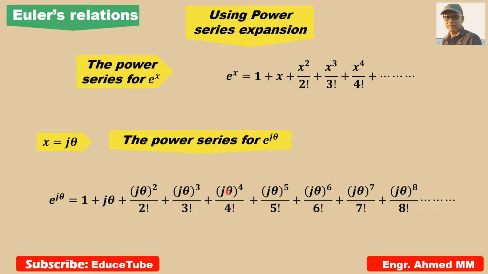Here you can see j theta to the power 4, j theta to the power 3, and accordingly it is done the same way; the only thing is x equal to j theta. So this is the series for e to the power j theta. Let's move to the next slide to see what we will do next.